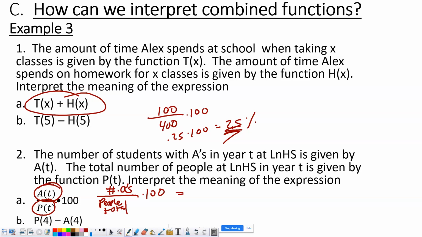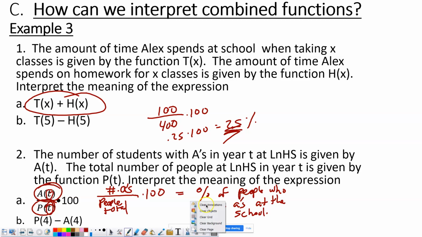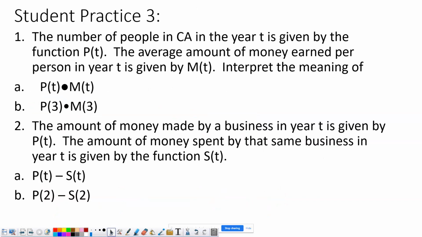But what this represents is the percent of people who have A's at the school. And since there's nothing being plugged in for T, it's not telling me the percentage of people who have A's at the school at some particular point in time. It's just a formula that will tell us the percent of people who have A's at the school at any time we want to plug in. All right, so there's the interpretation.